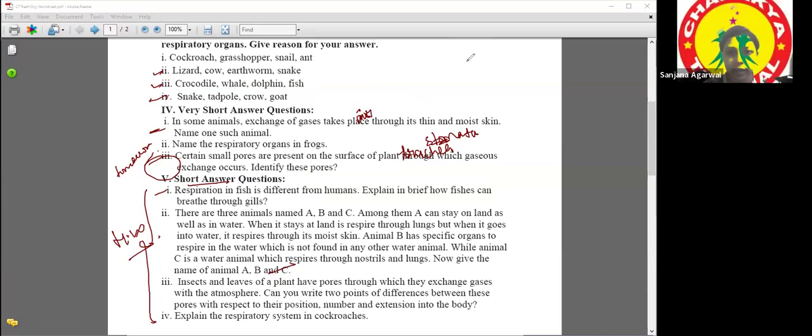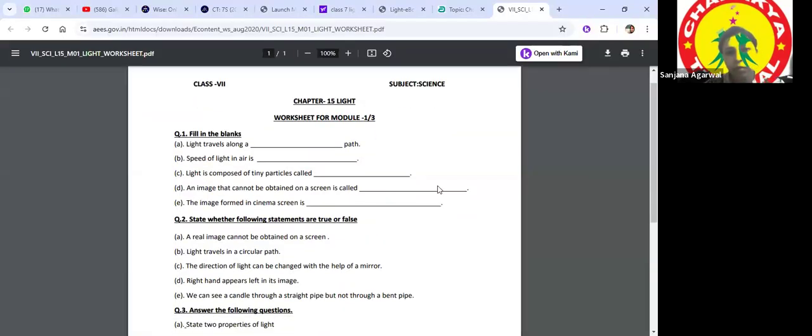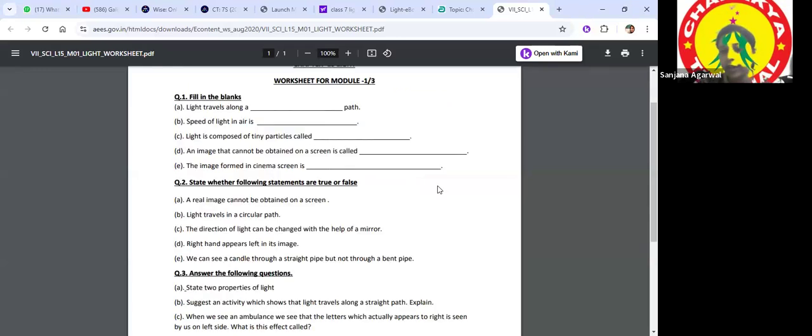Class 7. Now we are taking another chapter, the light worksheet. Let us revise light once. It's been a long time since we finished the light chapter. Again, start writing the answers in chat only. Light travels along a blank path. Quick.